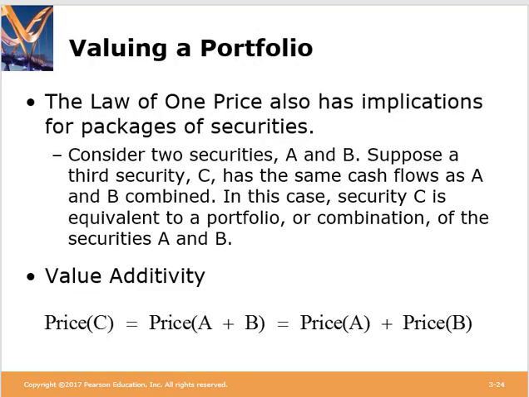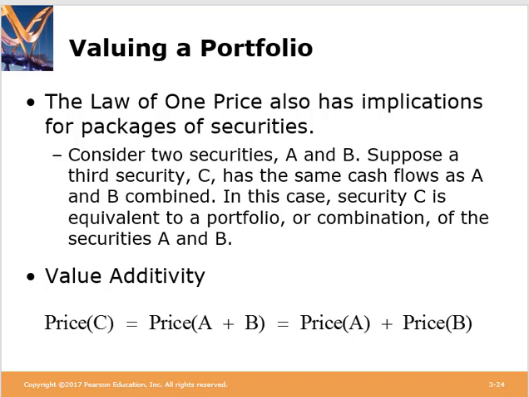The law of one price also has some implications as far as packages of securities. Assume we have two securities, A and B. Suppose there is another third security, C, that has the exact same cash flows as A and B combined. Since these are identical assets, since asset C and its cash flows are identical to the cash flows of the combined assets A and B, they have to have the same price.